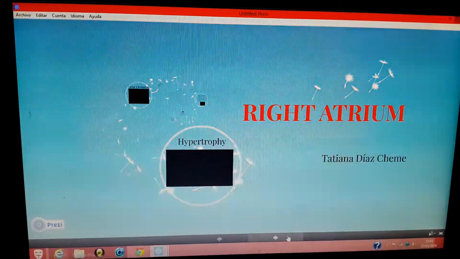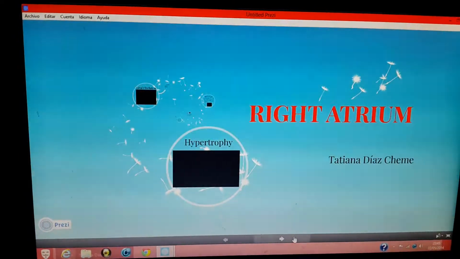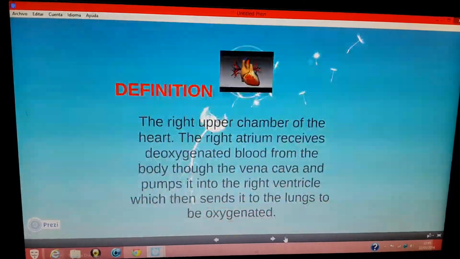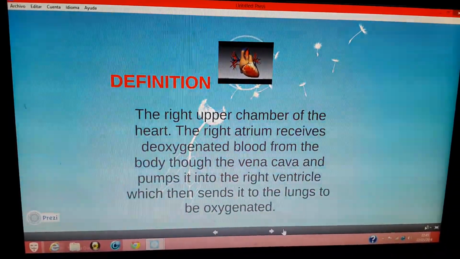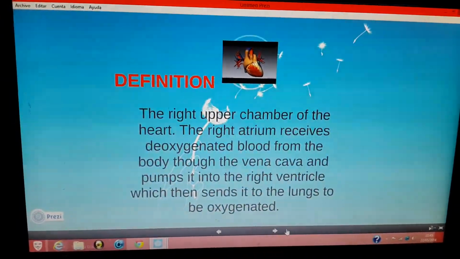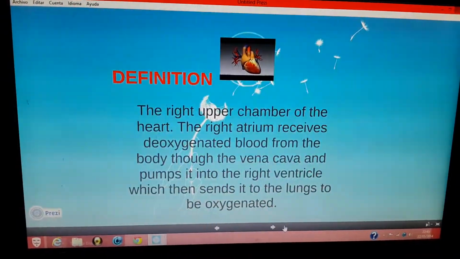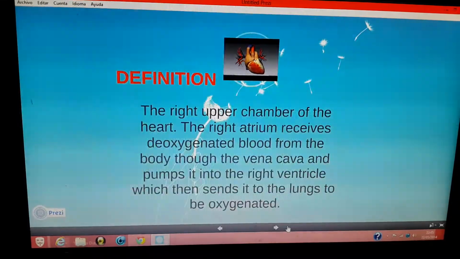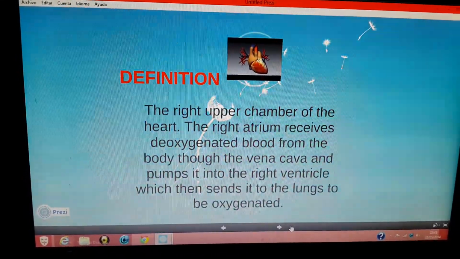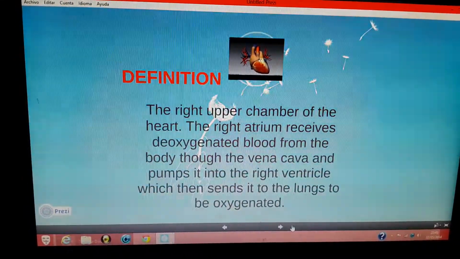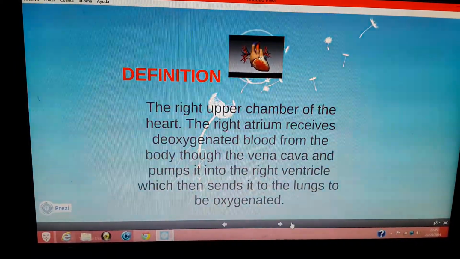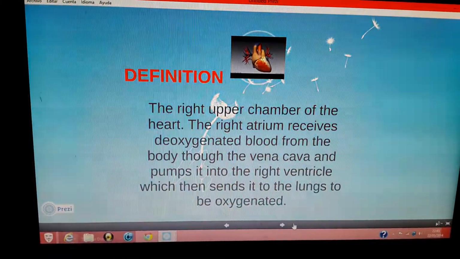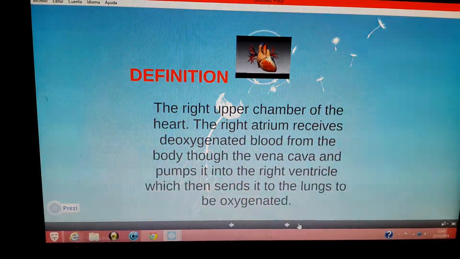My topic is right atrium. Definition: the right upper chamber of the heart. The right atrium received deoxygenated blood from the body through the vena cava and pumped it into the right ventricle, which then sent it to the lungs to be oxygenated.